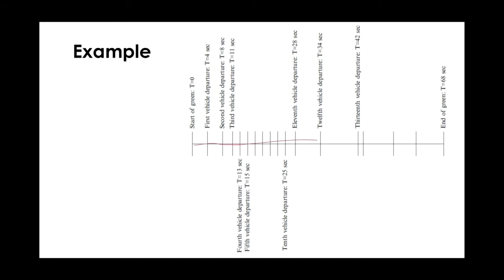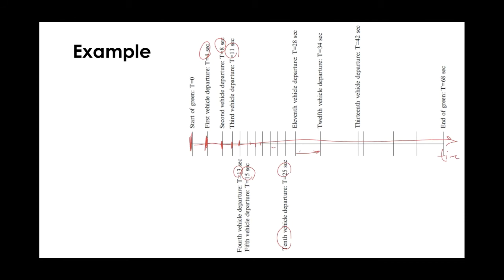The x-axis is time. This is the start of the green. The first vehicle departs at time equal 4 seconds. The second vehicle departs at 8 seconds. The third vehicle departs at 11 seconds. The fourth vehicle departs at 13. The fifth vehicle departs at 15. And this will continue until the 10th vehicle departs at 25 seconds.